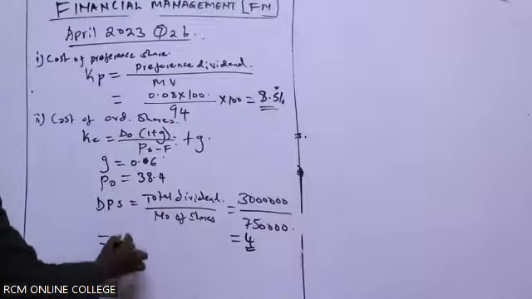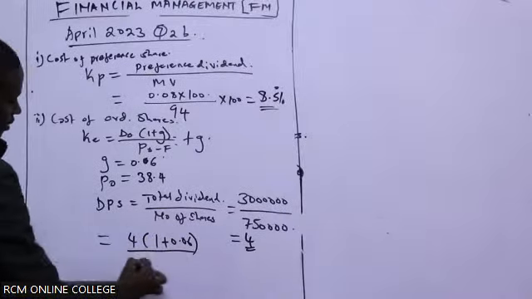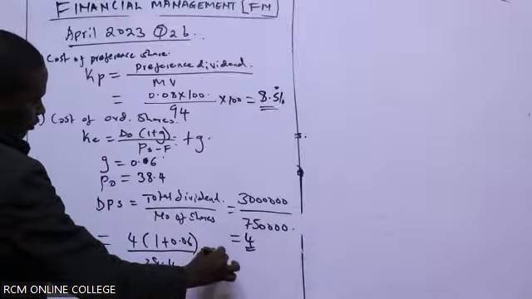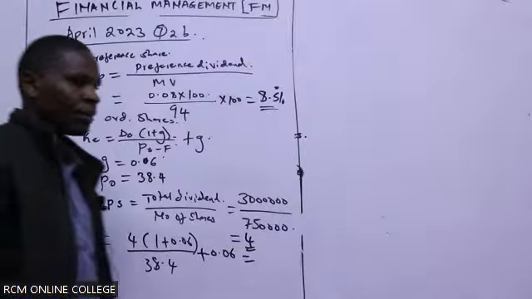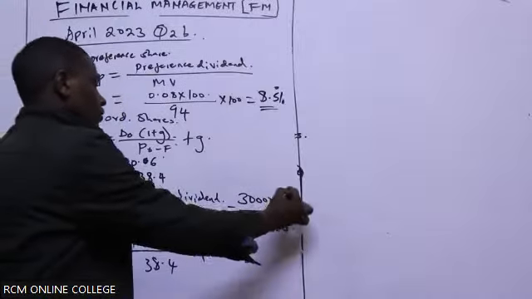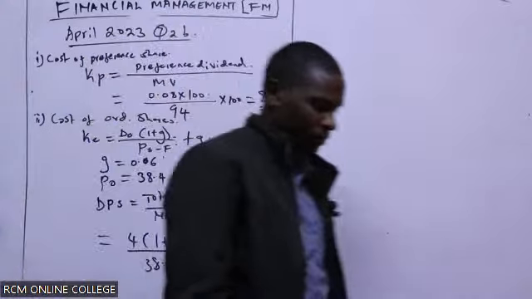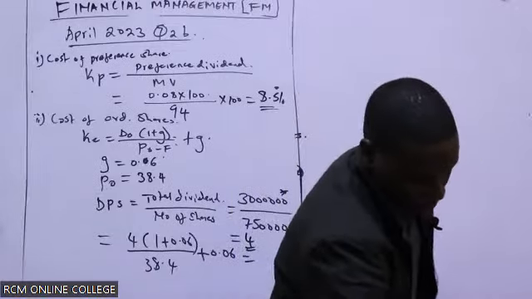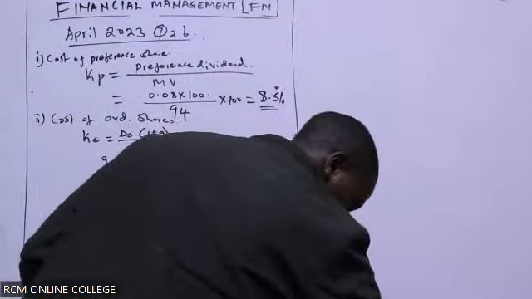So with that, we are able now to compute our KE. You can just put 1 plus 0.06 divided by 38.4. Hatuna flotation, and then we add 0.06. What will be our KE? Trick ilikuwa hapa, kwa sababu hizo zingine ziko direct. Ziko direct kabisa. Haya. What will be our KE?